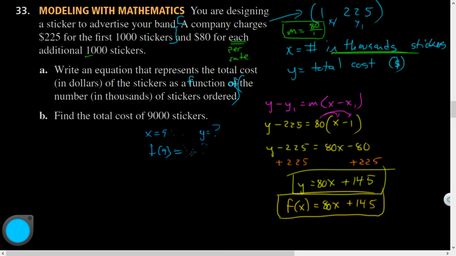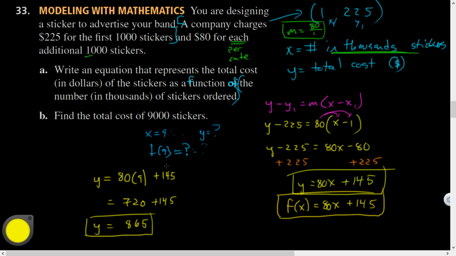And X is equal to 9 because X is measured in thousands. All right. Whew. Man, multiple errors going on here. So I'm trying to figure out what the function is equal to when X is 9. To do that, I'll just use the Y equals version. Y equals 80 times 9 plus 145. Let's see, 80 times 9, what's that? 720, I think, right? Because 8 times 9 is 72. And add those together, I will get 865.